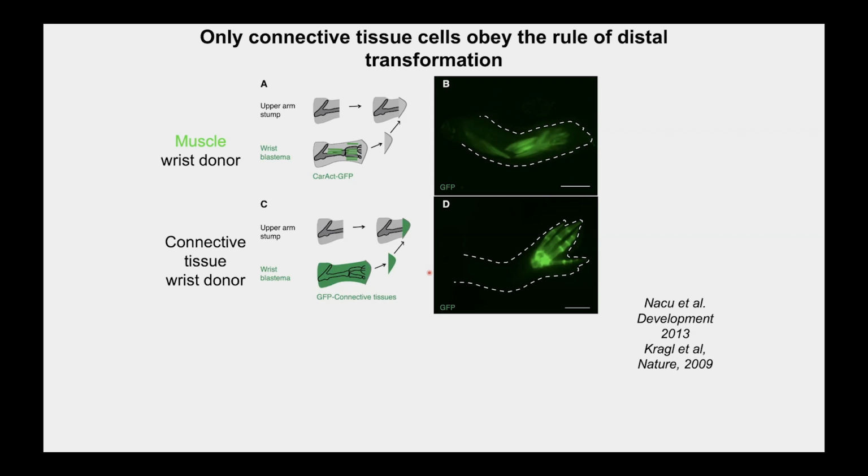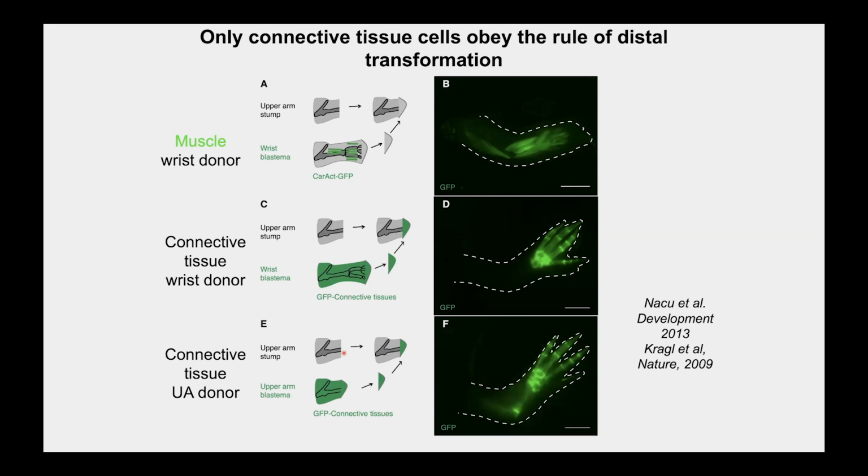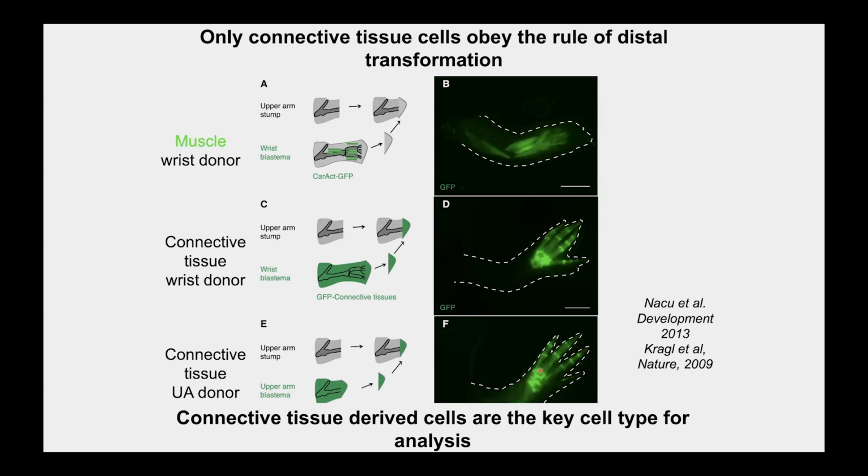And so it's clear that these fibroblasts are the cells that have this memory of what part of their limb they're from, and that obey this rule of distal transformation. You always only make cells that are more distal than your original identity. And this is just a control where an upper arm blastema from the connective tissue is transplanted onto an upper arm stump, and then you get upper arm, lower arm, and hand. So it became clear that understanding how these fibroblastic cells, the connective tissue cells, undergo regeneration is probably the key cell type to study in this process.